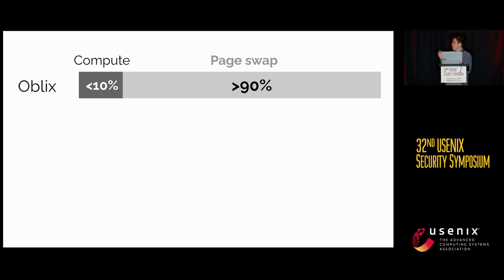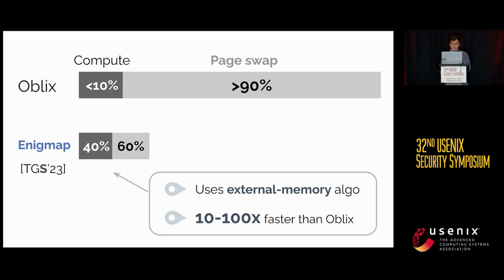In our work, by focusing on minimizing the number of external memory swaps, we were able to achieve 10 to 100 times faster algorithms than previous work. So we greatly reduced the amount of page swaps, which improved the performance of our algorithm compared to the previous oblivious map, which is Oblix.